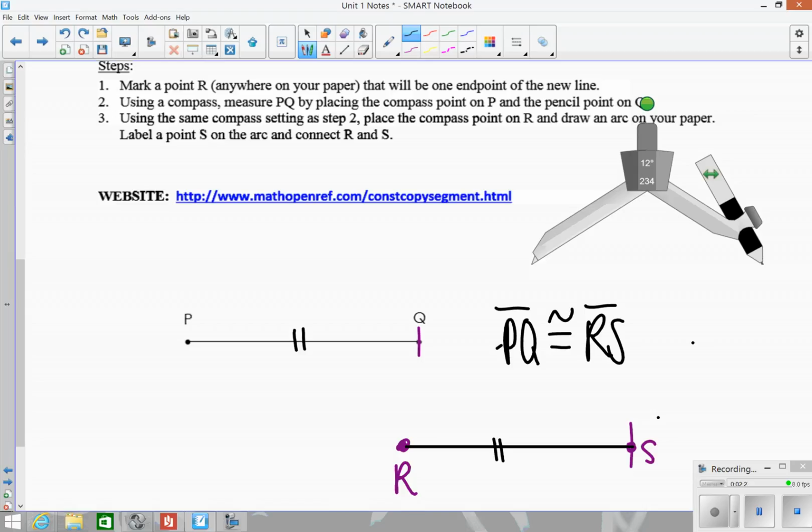So copying a segment is definitely like the easiest construction there is. It's just taking your compass and holding it up to measure it.